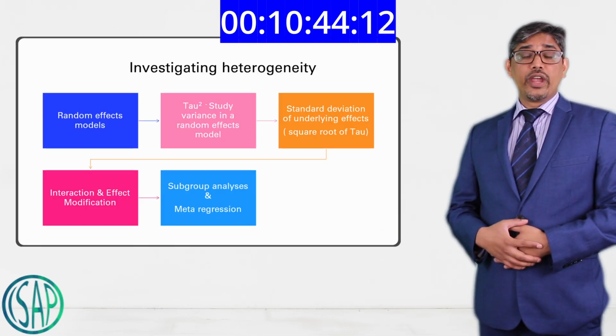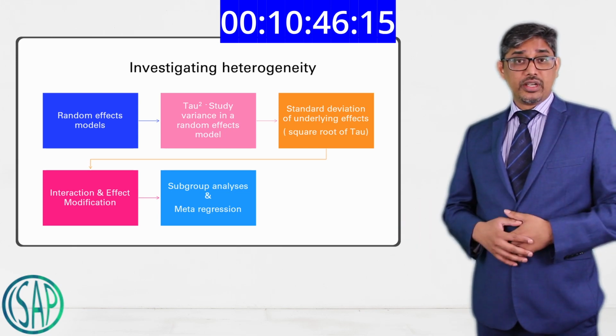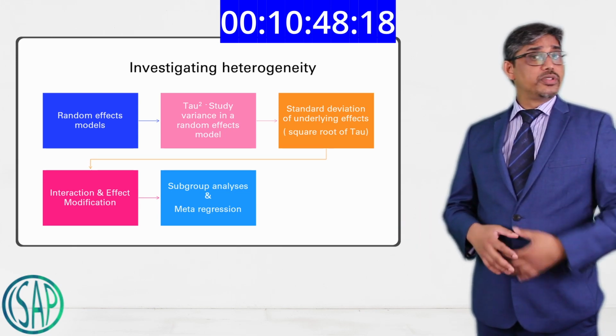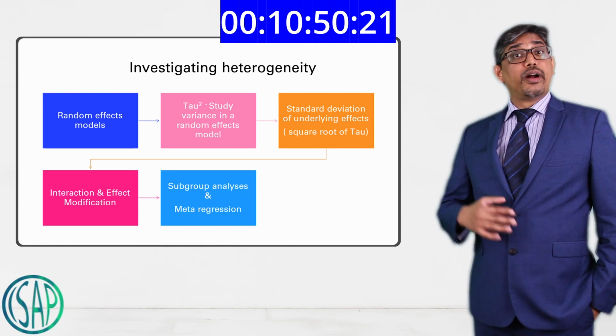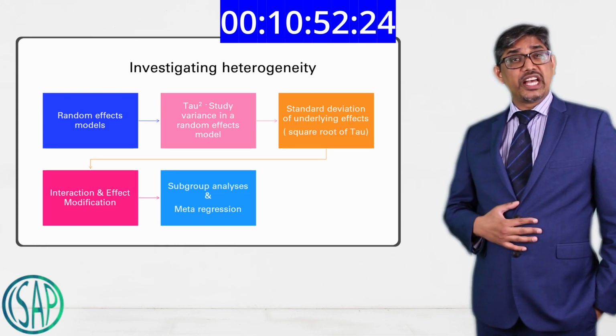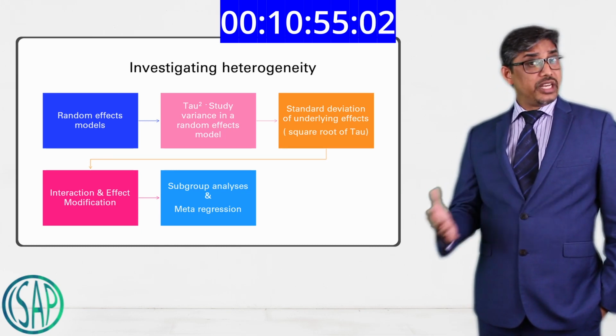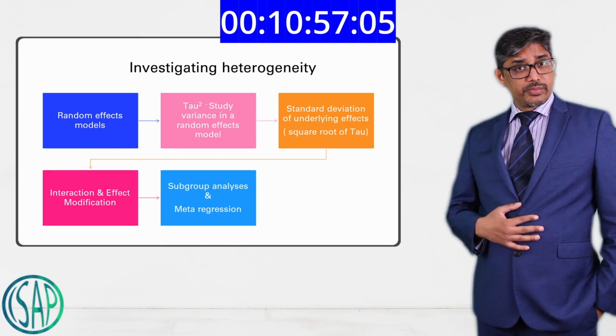A random effects model is when we assume that the studies are different from each other, whereas a fixed effect model is when we assume that the studies are the same. Each study is different from the other study. So where we have no assumptions, both in input variables as well as outcomes. But in a fixed effect model, we assume that all studies have similar outcomes and similar types of participants.